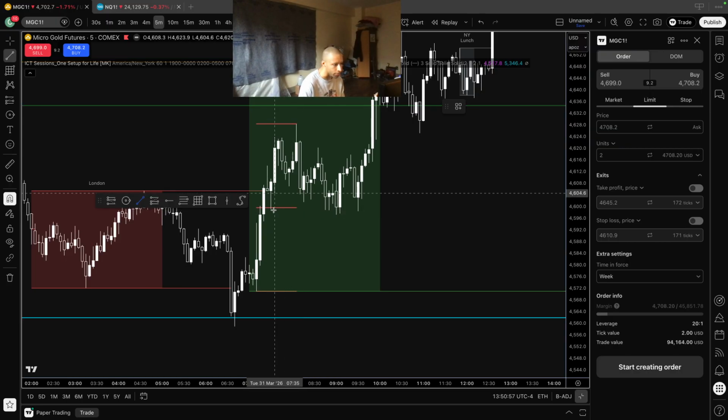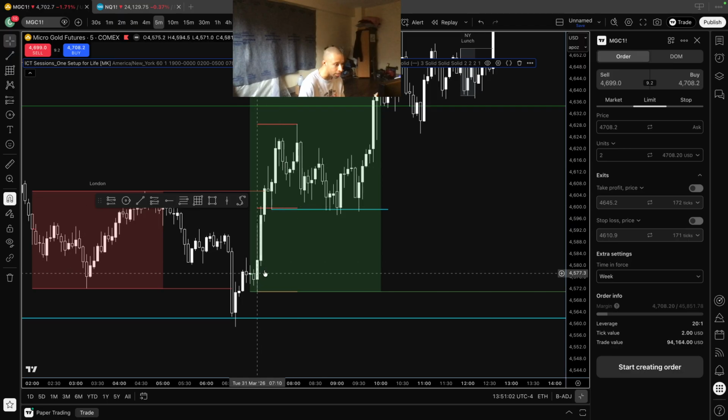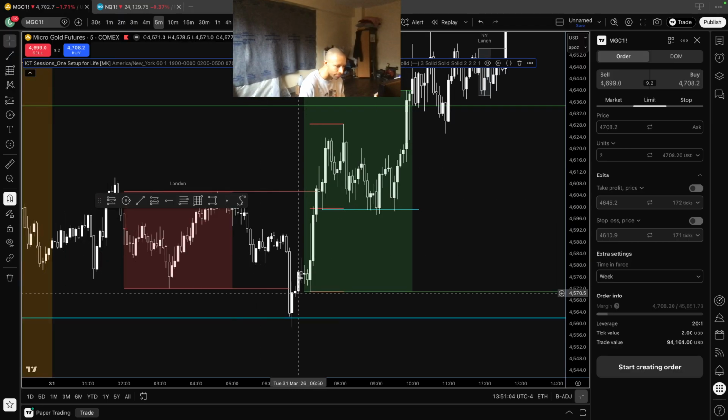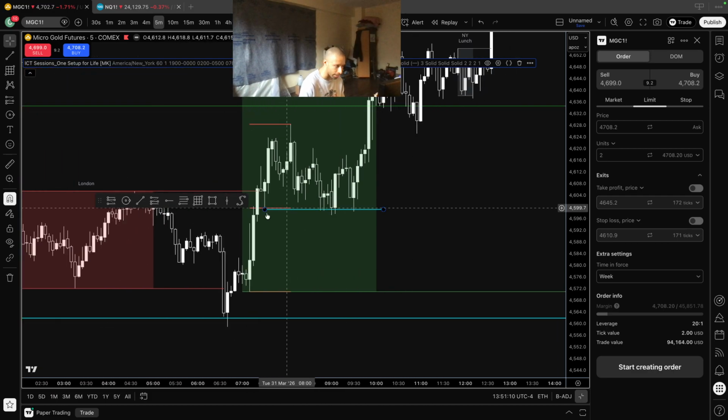So 5-minute equilibrium, boom. Now this range is hella displaced. Usually we want to see like, boom, boom, whatever. But this shot way up out of there. But what did it do? It came back to equilibrium, and then what did it do? It reversed.